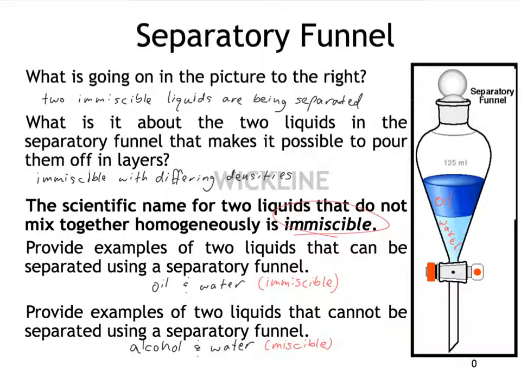So I basically just wrote in that two immiscible liquids are being separated, and we do need them to have different densities, and that will allow the separation. And two examples of things that could or could not be separated using a separatory funnel: oil and water would work because they're immiscible, and alcohol and water would not work because they're miscible.